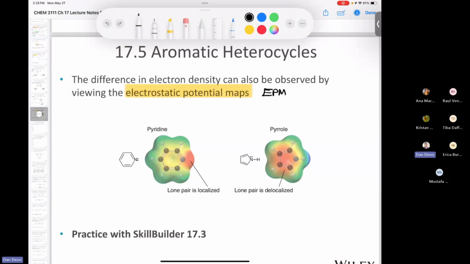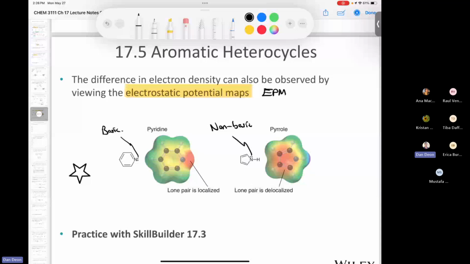And so again, this lone pair is localized, so it is basic, whereas this lone pair is delocalized, so it is non-basic. Okay? And if you have to memorize these specific examples, do it. If you understand the rationale, that's great. But if you have to just memorize them, that will work too. It will get you to the right answer.